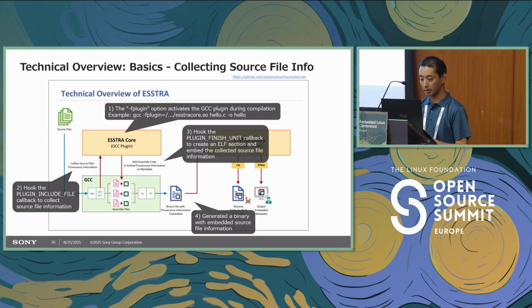ESSTRA creates a dedicated ELF section called .ESSTRA, and it contains a list of the actual source files used in the binary. This section is first added to each object file during compilation and later merged into the final binary when the linker combines all object files.